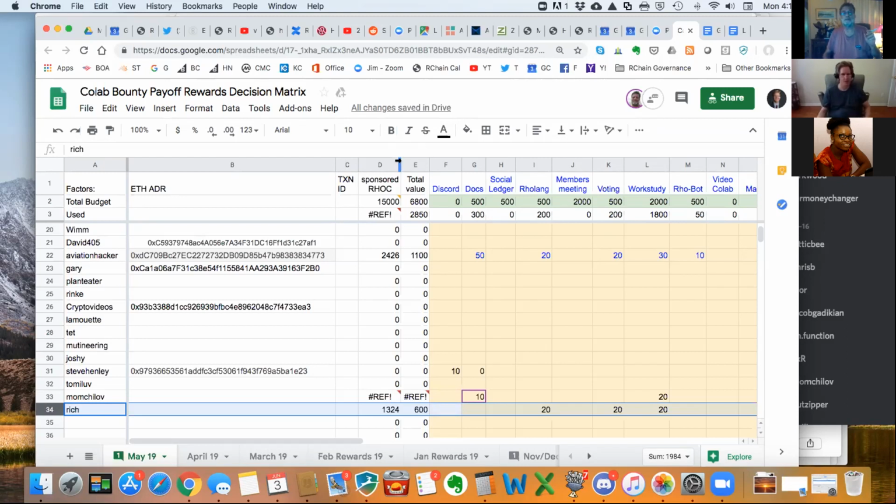Then we have Social Ledger. I don't think we did any work on Social Ledger. I don't know where Adi is today. He may have some updates for this.